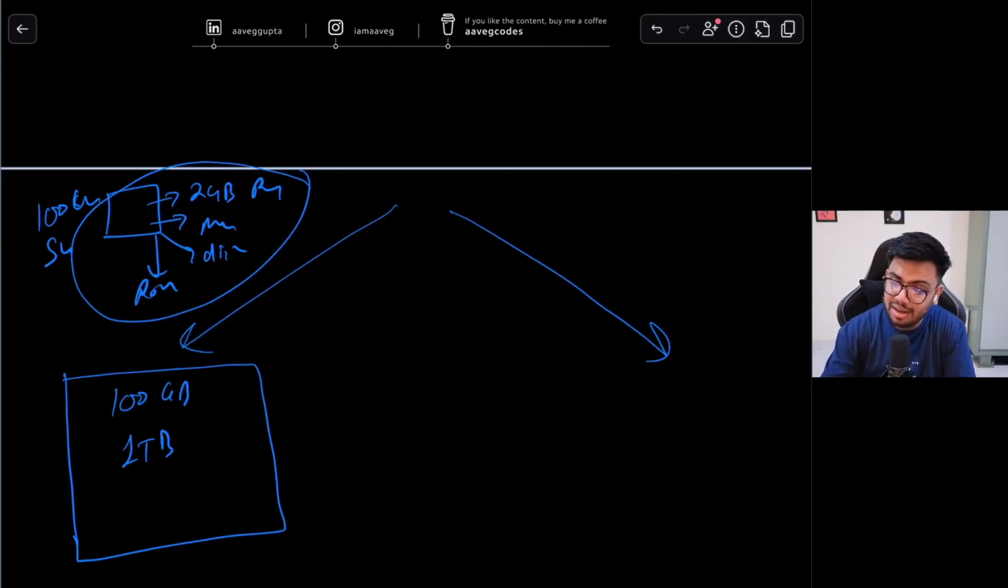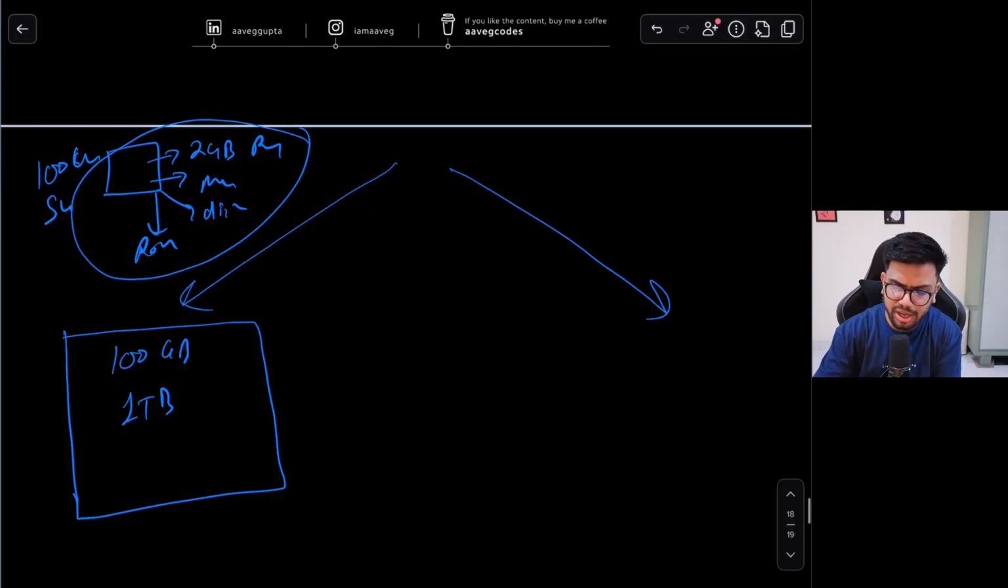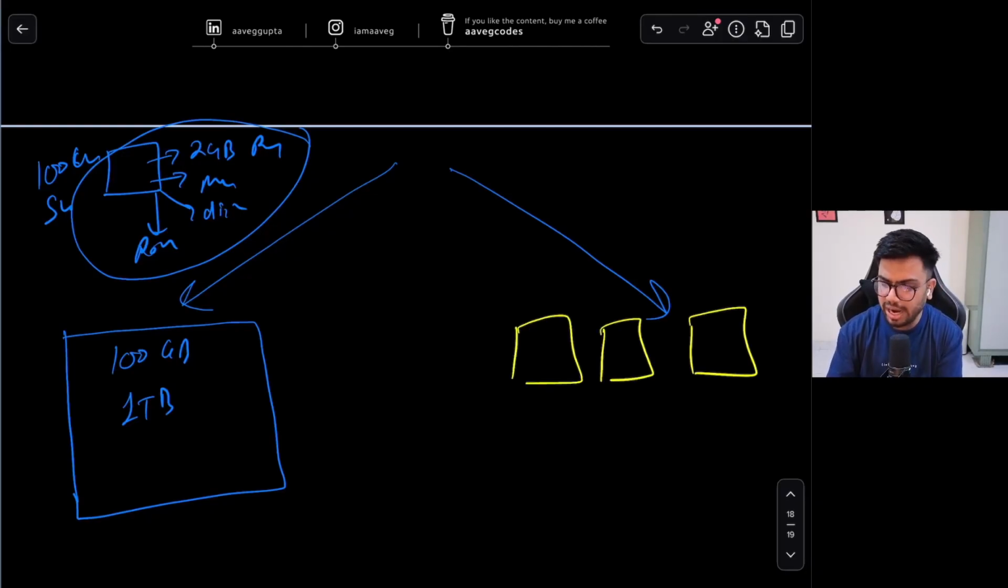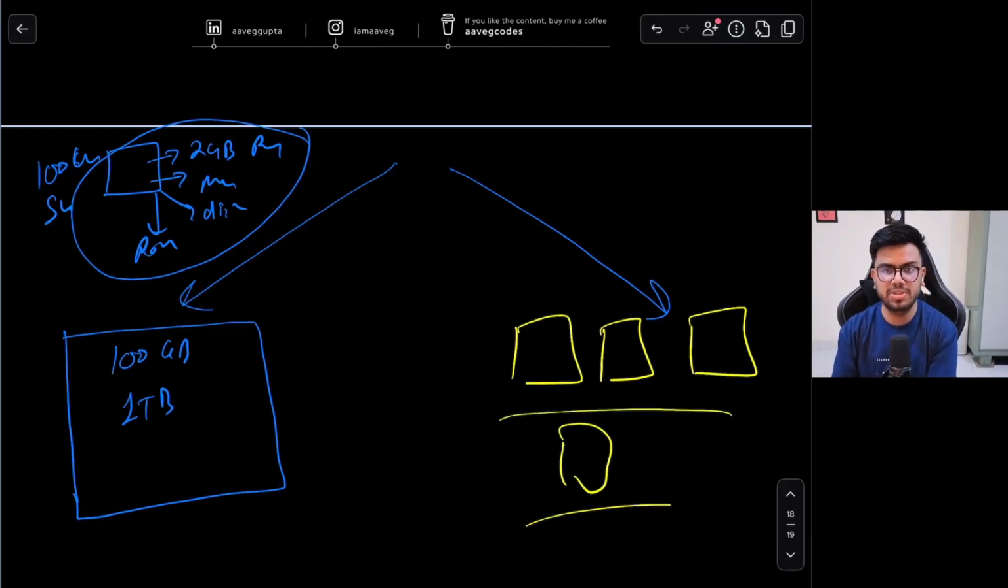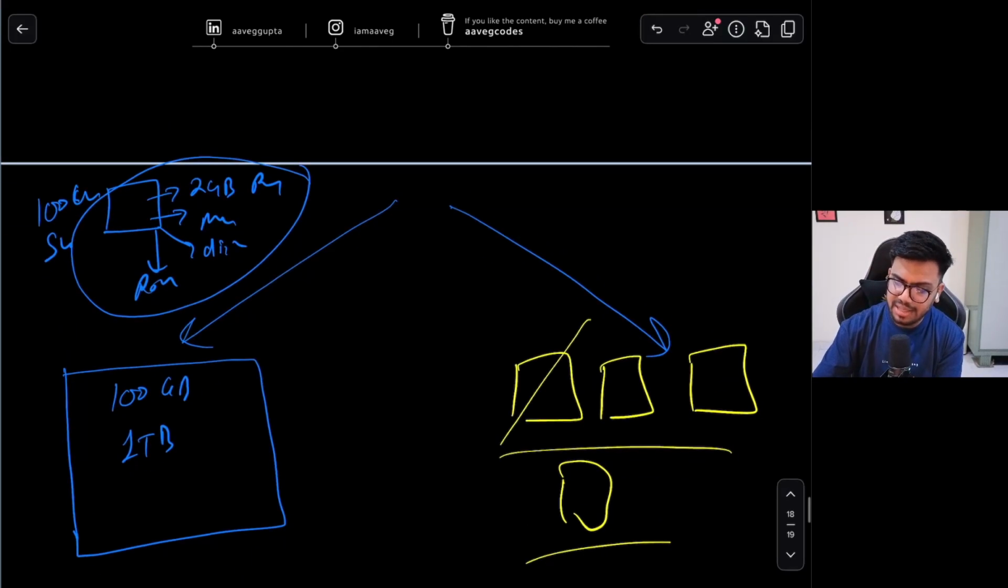And what is another way? Another way is that let's say you have only one server right now with this specification. You haven't changed any specification, you just increase the number of computers. Instead of 1, you are adding 3 or 4 computers with the same specification. So what is the advantage of this? Let's say if this server has some failure, then other servers can handle it.